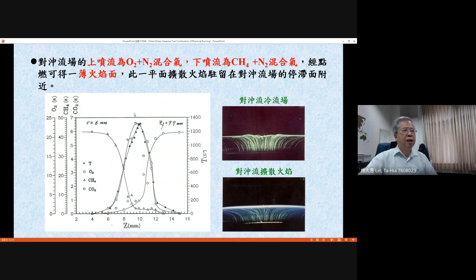Okay, and you can see this is the typical temperature profile and concentration profile for a given diffusion flame. This experimental result is very similar to the previous experimental result I introduced to you, based on the forward stagnation flow, the counterflow structures.